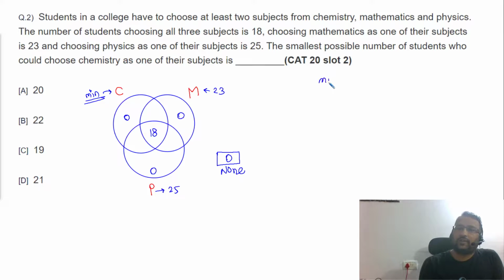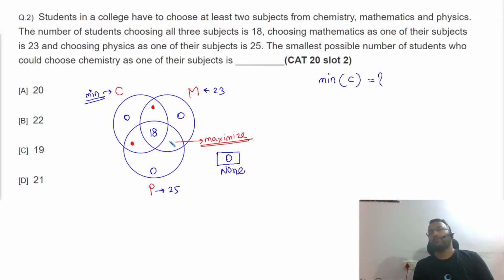We want to find the minimum of total C, everyone. So now we want to minimize total C, means we want to minimize this portion and this portion. It means we are supposed to maximize this portion. So the maximum number of people that we can accommodate over here is 25 minus 18, which is 7, or 23 minus 18, which is 5. 7 and 5, which one is minimum among 7 and 5?